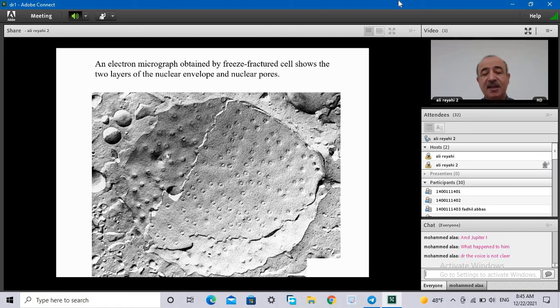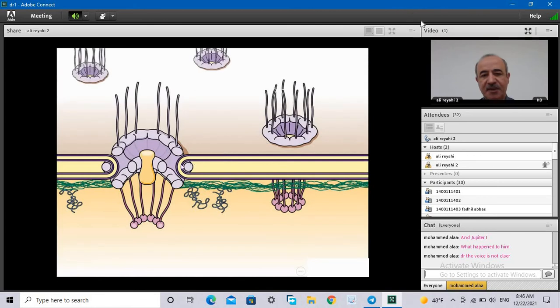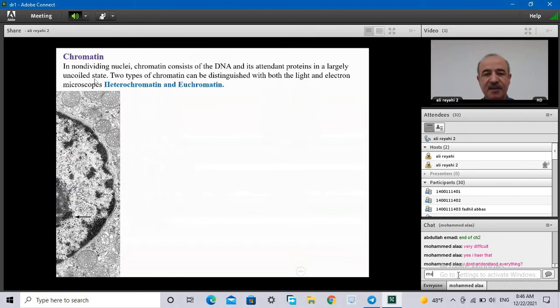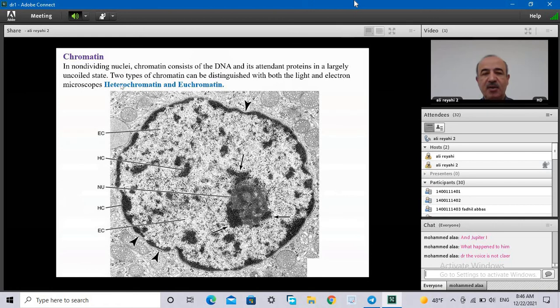At first, the nucleus or the cells is frozen, and then it breaks down or fractures, and we can see this shape. Okay, and you can see the double membrane and nuclear pore. And in this picture you can see again the nuclear pore complex at the surface of the nuclear pore.